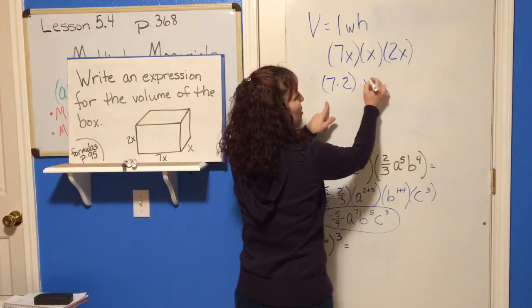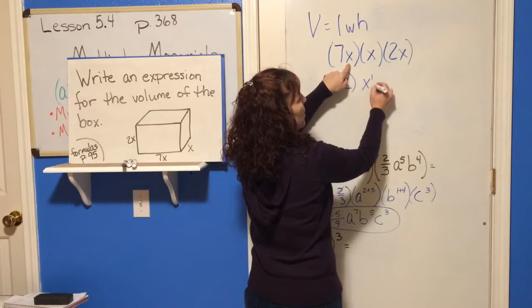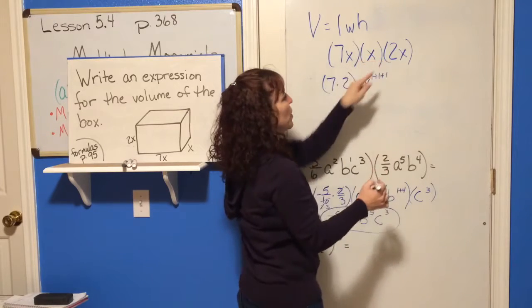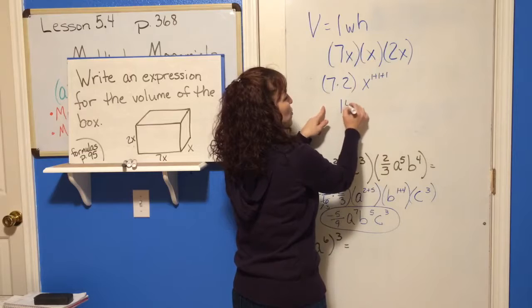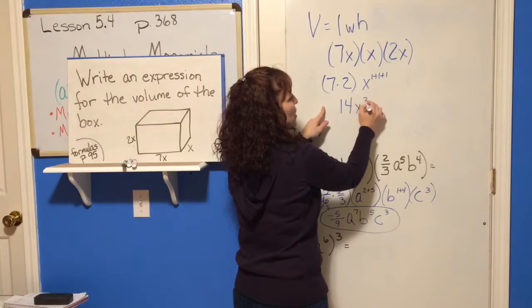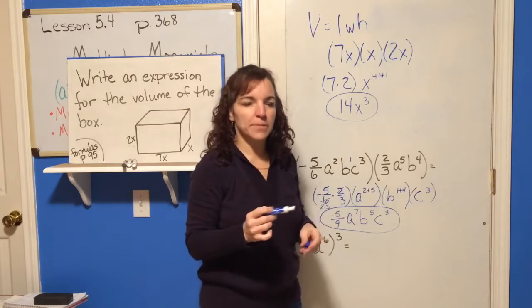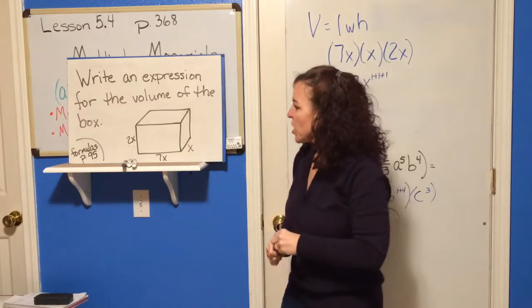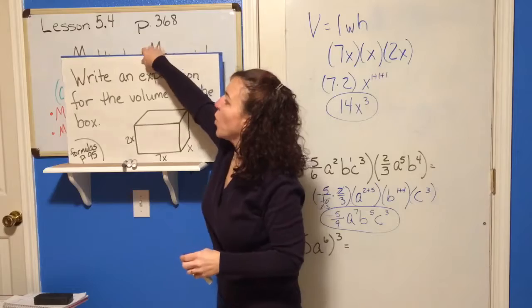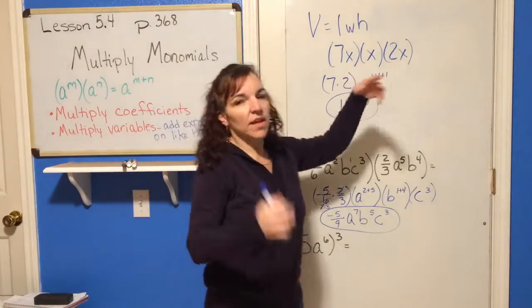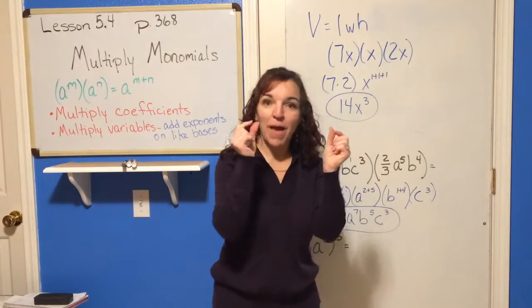And then multiply our variables. We've got one of them here, plus another one here, plus another one here. So now we have 7 times 2 is 14x cubed, or x to the third. All right, here we go. So next, when we're multiplying, simply multiply the coefficients and then add the powers.